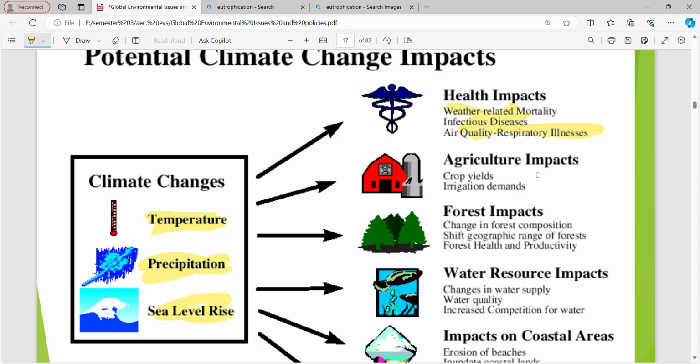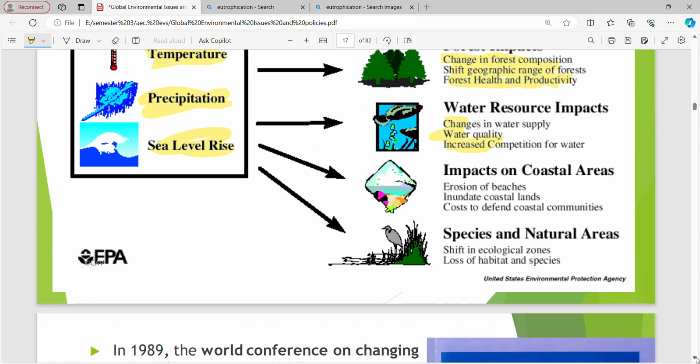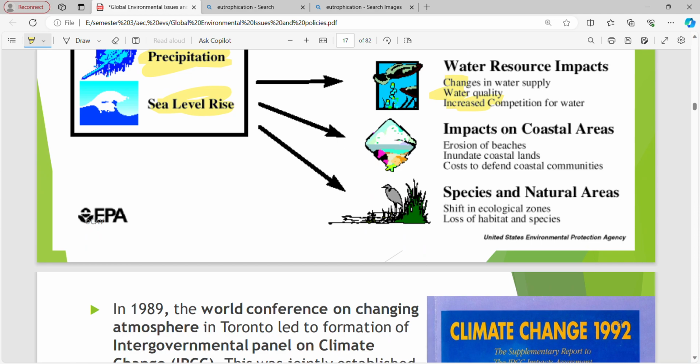Then next is agricultural impact: crop yield and irrigation demand. Because in India, agriculture is mainly dependent on monsoon rain. So this erratic rainfall definitely acts as a villain. Next, forest impacts: change in forest composition, shift in geographic range of forest, then forest health and productivity. Then water resource impacts: change in water supply, water quality change, increased competition for water. We know the river water conflict of the Kaveri River between Tamil Nadu and Karnataka states.